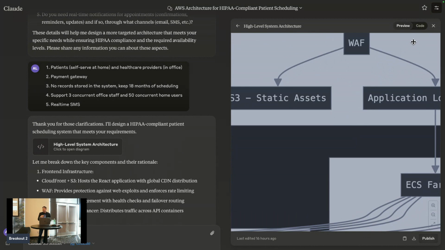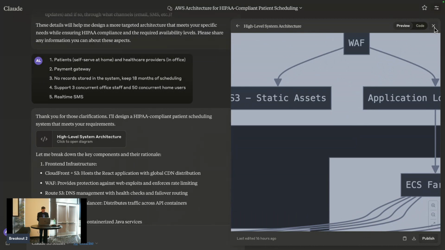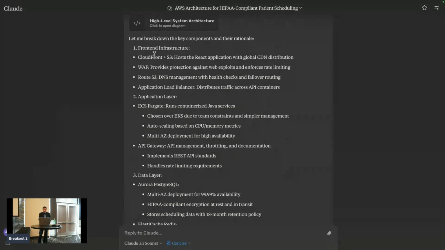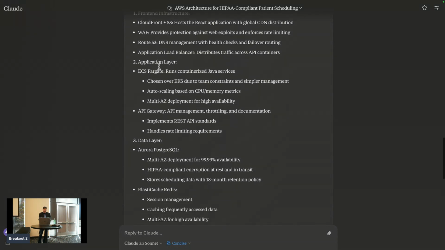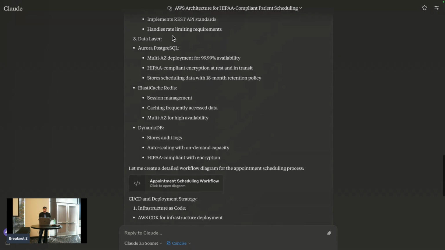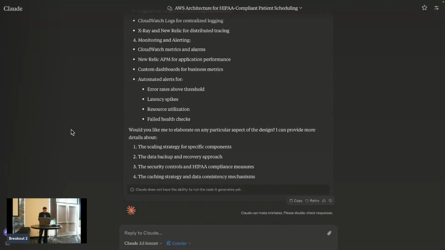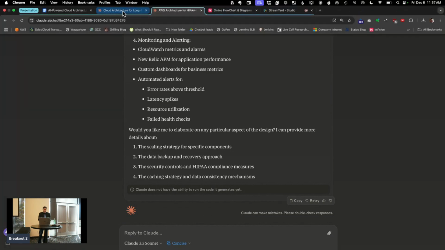And this will actually render nicely in GitHub. It goes on, talks about key components for the front end, what it thinks it should do: CloudFront and S3, WAF, an API gateway, ECS Fargate. So it goes on and on. I'll show another example.